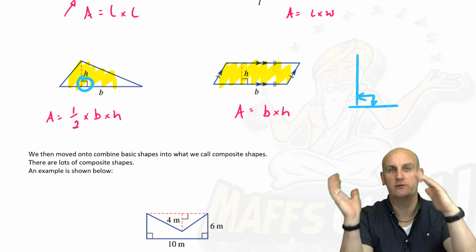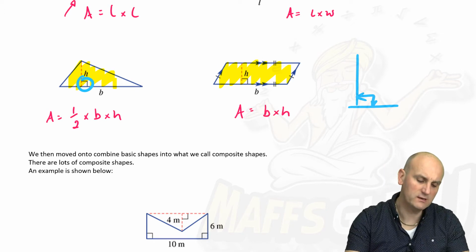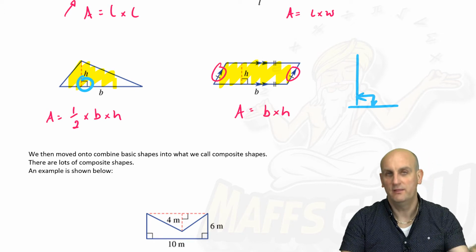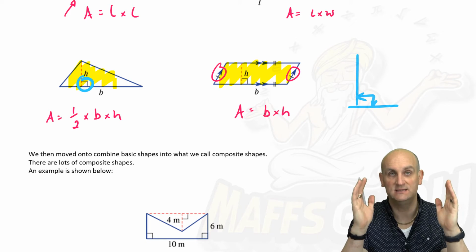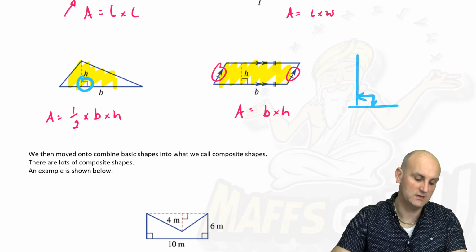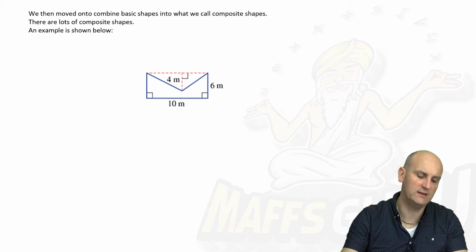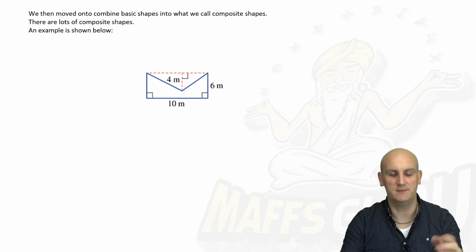It's just like a quadrilateral that's been pushed over. And so long as these two sides here are parallel, the area is exactly the same as it is for a rectangle, for example, base times height. We moved on to more complicated shapes, and we call them composite shapes. We're coming to them in a moment.